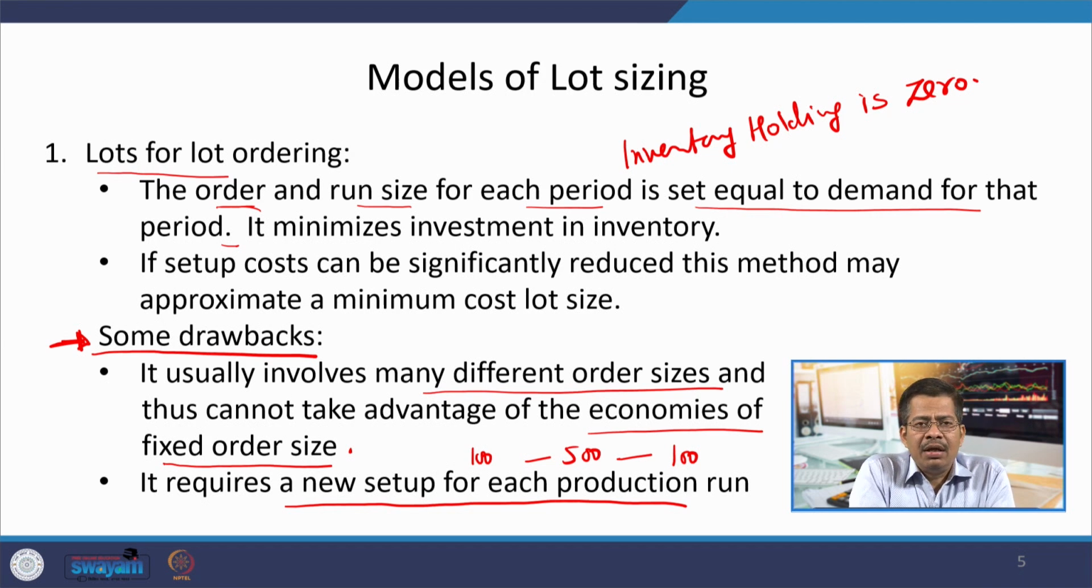These items may all be produced in house itself. In that case the production run will change from period to period, because whenever there is a demand, you are going to start the production run.